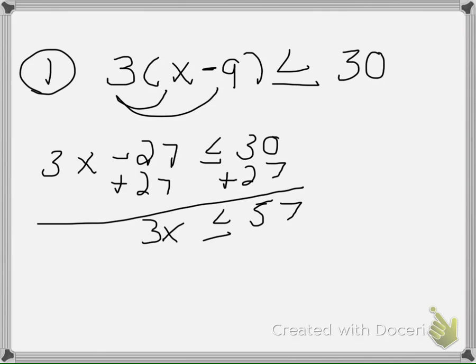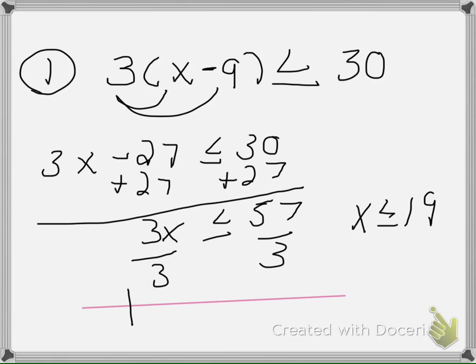So now, how do we get rid of that 3? Well, that 3 is multiplication, and you get rid of multiplication by the opposite operation of division. So now you're going to do 3 divided by 3 and 57 divided by 3. Divide by 3, divide by 3, and 57 divided by 3 is 19. So x is less than or equal to 19. We put our number line on there.